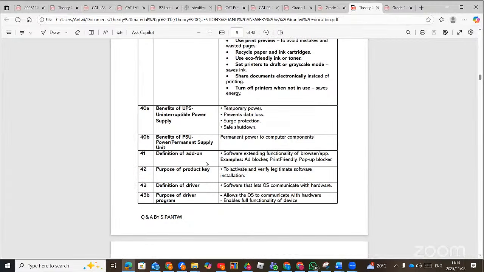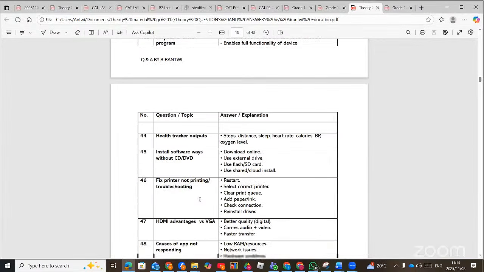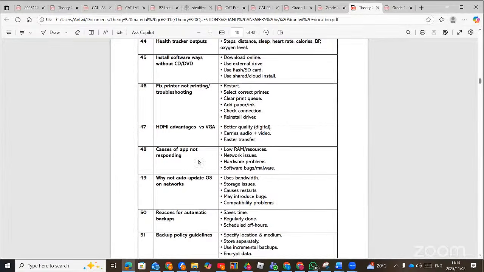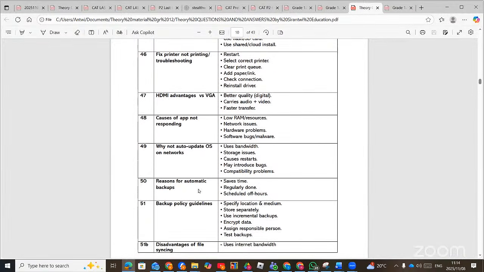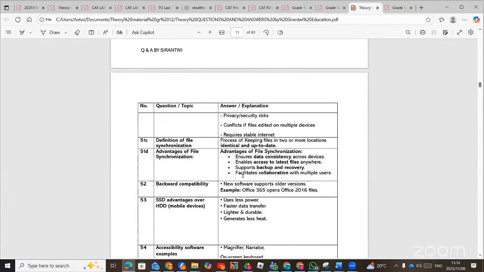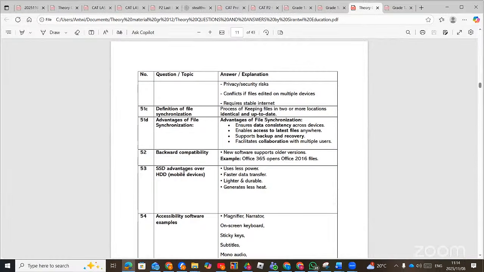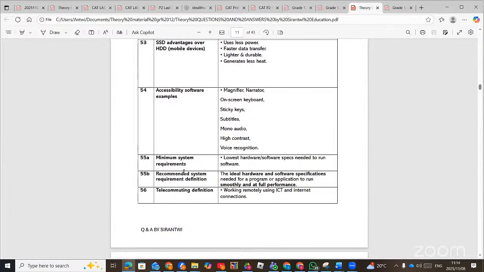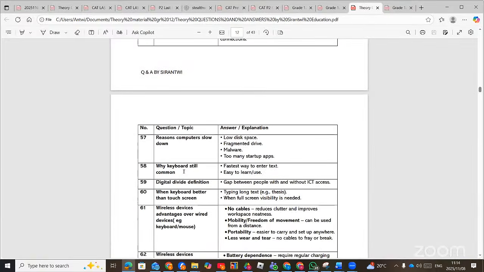Now, add-ons, extensions, drivers, all these questions, we have addressed them in the notes also. Causes of application not working, and then reasons for automatic update or backup. It saves time, it's done regularly, and then also backup policies, specific location and medium, synchronization, you must know it, backward compatibility, like we just discussed it, telecommuting, working from home, recommended, and others.